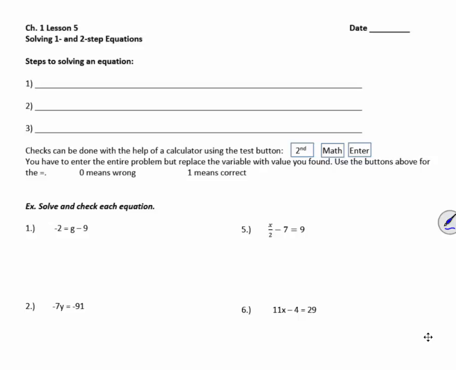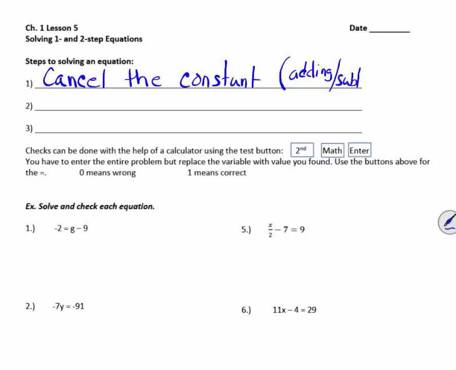The first one is that we're going to cancel the constant, which really means the adding or subtracting. Constant gets added or subtracted. Okay, second step is to cancel the coefficient. And remembering that the coefficient is the number that is being multiplied by the variable.